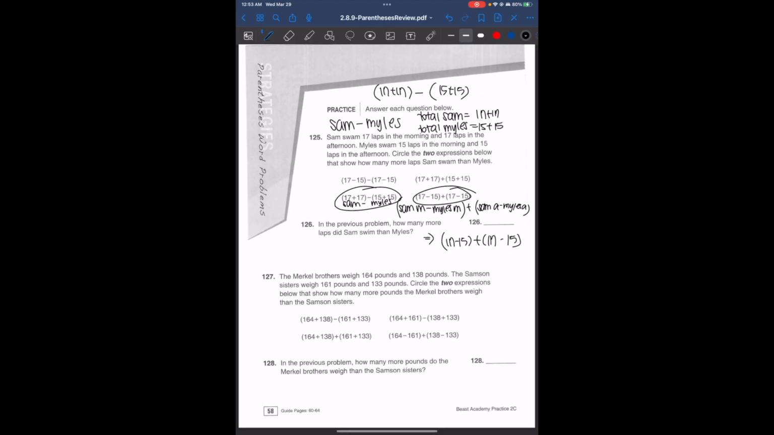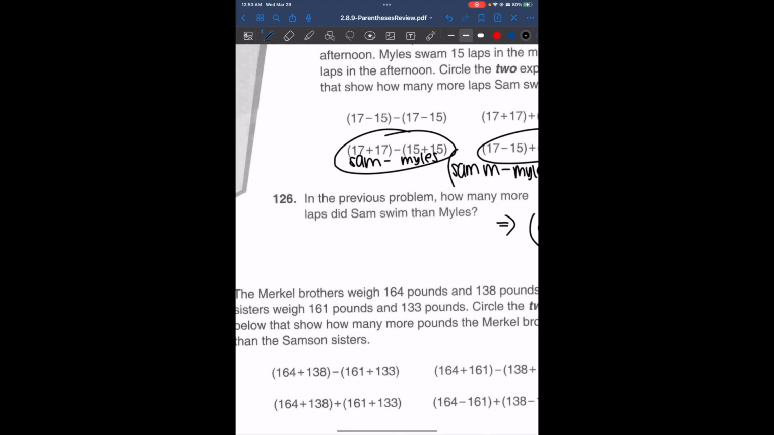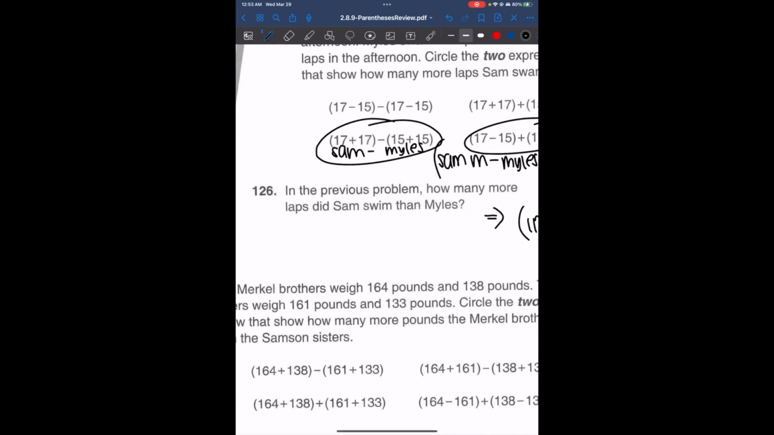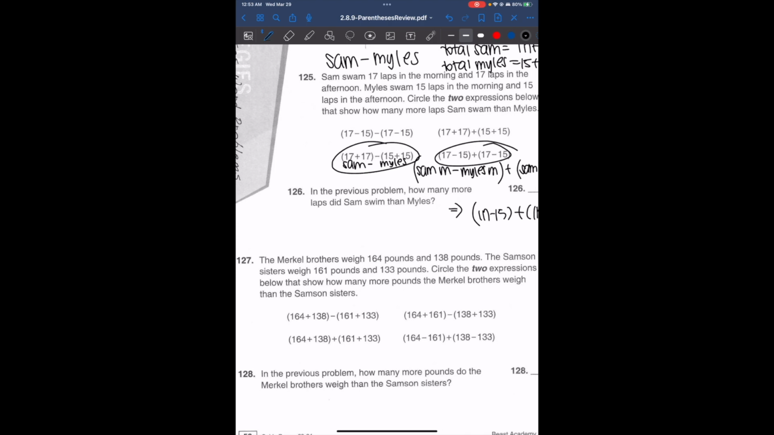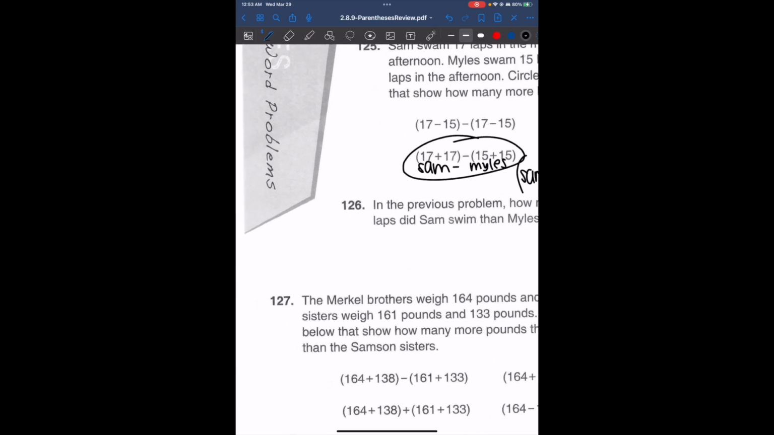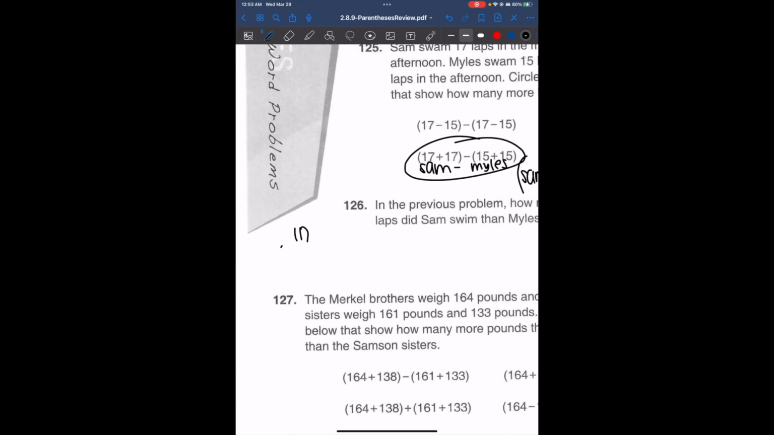Now let's take a look at 126. In the previous problem, how many more laps did Sam swim than Miles? Both of these work, so we'll try solving both to make sure that they give us the same answer. 17 plus 17 is equal to 34. 15 plus 15 is equal to 30. So 34 minus 30 is equal to 4.